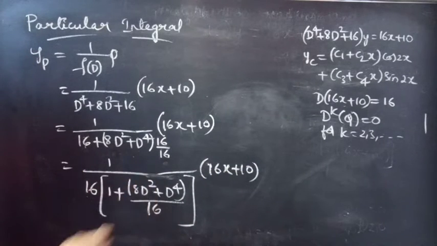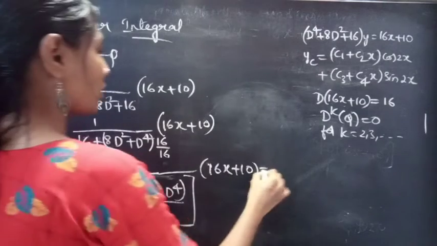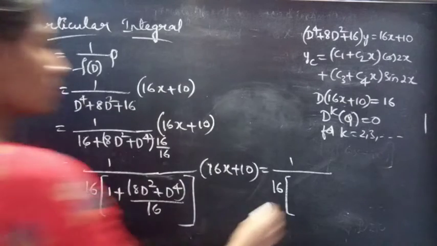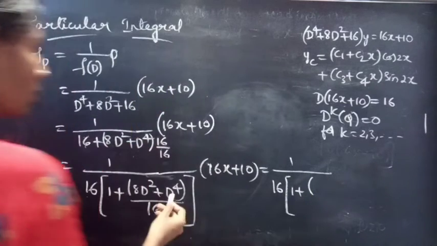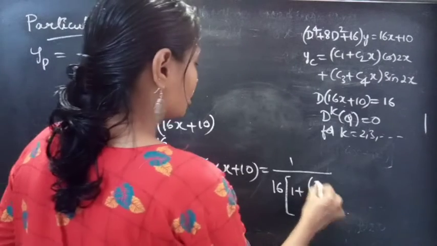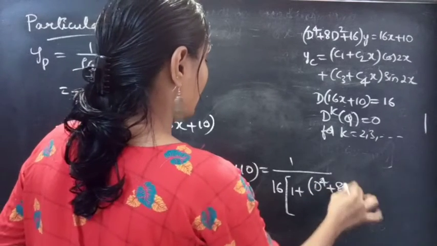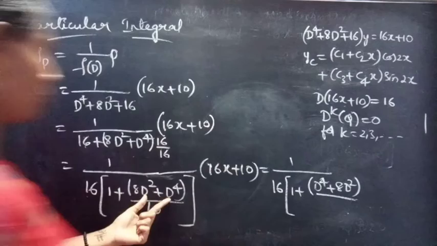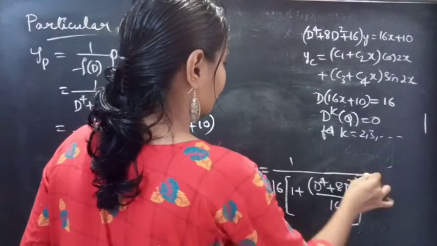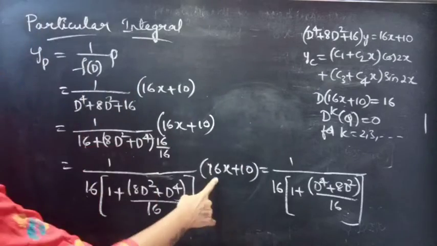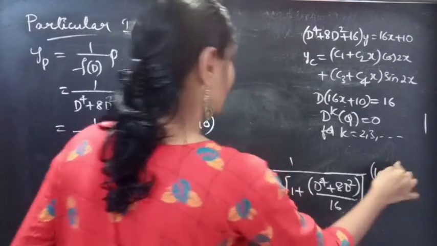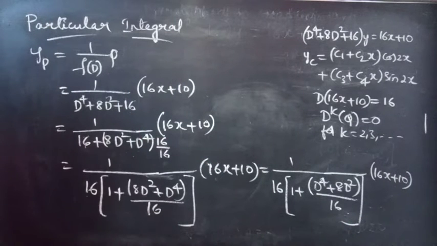Or you can also write it as 1 by 16 into 1 plus, I'll write the above two terms as D power 4 plus 8D square by 16. Both are same. Into q, 16x plus 10. Fine.